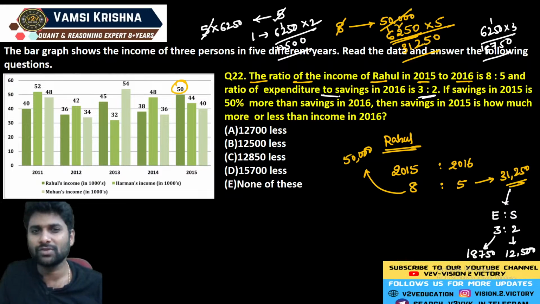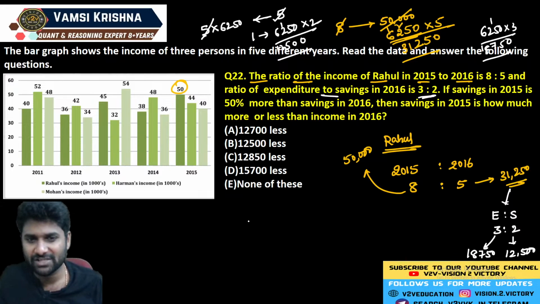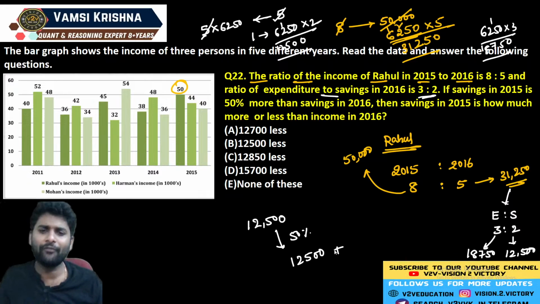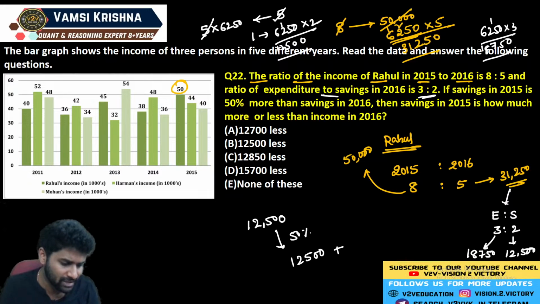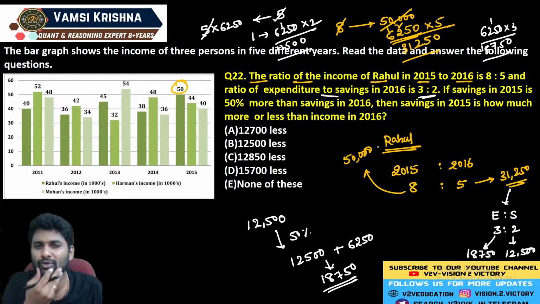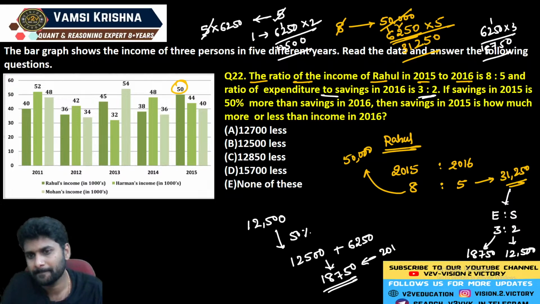If the savings in 2015 is 50% more than the savings in 2016, which is 12,500, 50% more means 50% of 12,500, guys. 50% of 12,500 is exactly equal to how much? 6,250, right? So add these two numbers, you will get the value. Again, it's a value of 18,750. So it's the 2015 data.